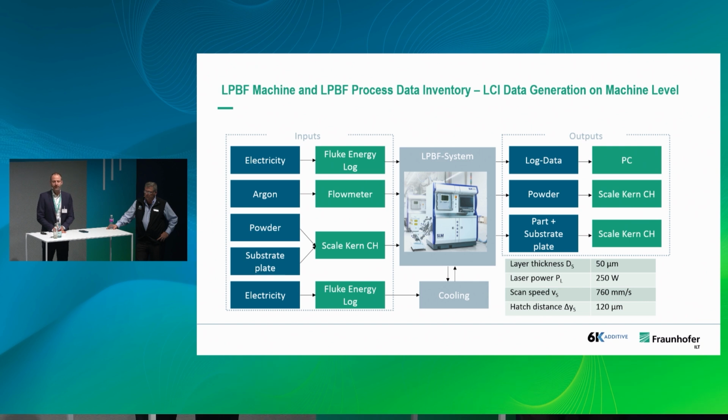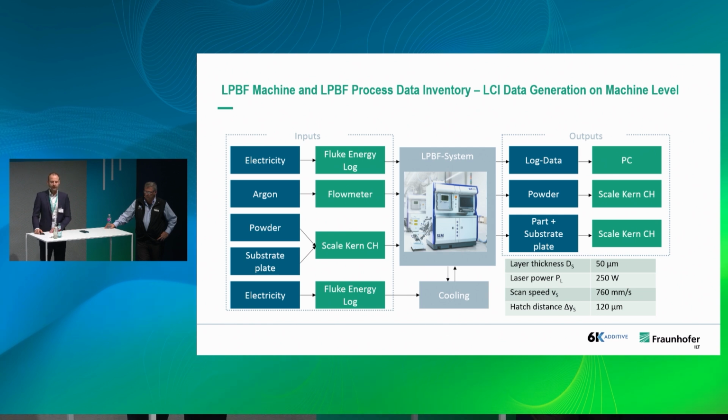We conducted the study on an SLM280, and for this case we only took a look at the electricity, the argon, the powder, and the substrate plate, which of course we are going to reuse. And then there's a second electricity because we connected one logger to the machine itself and then another one to the cooler, which we knew would take up a lot of energy. What we got out of the machine then was, of course, the powder that was unused, and then the part on the substrate plate, alongside with the log data that we wanted to generate there.